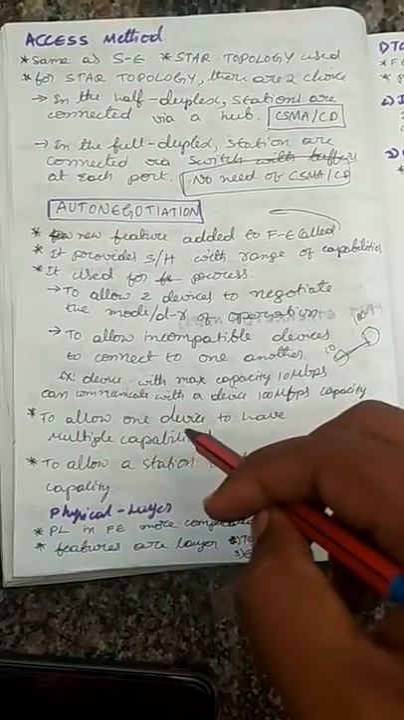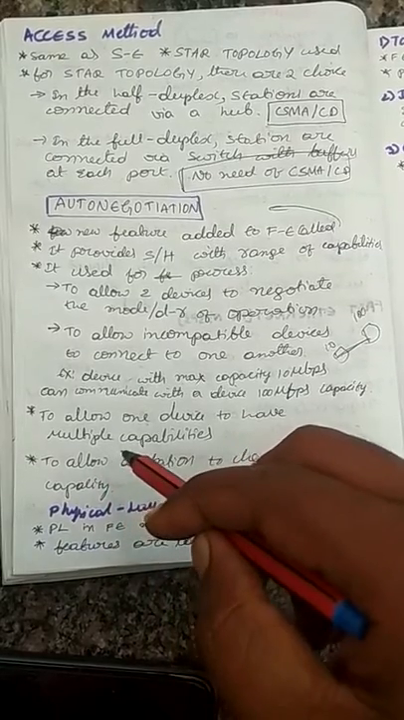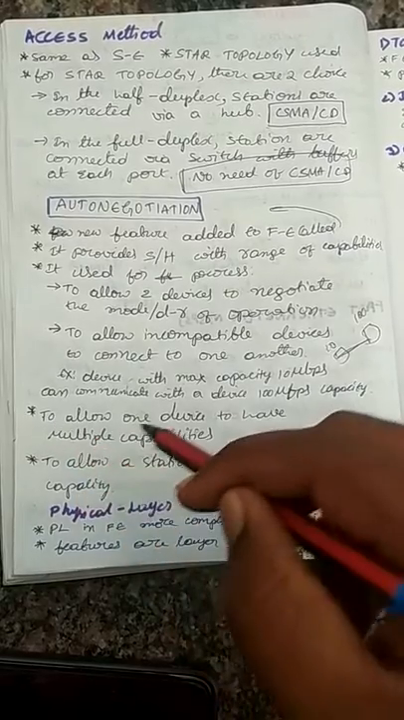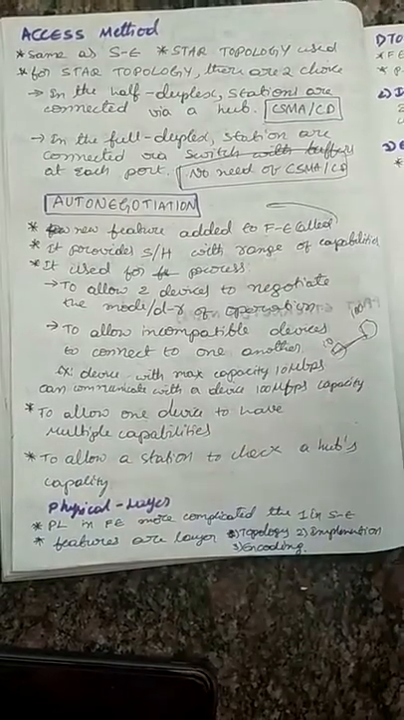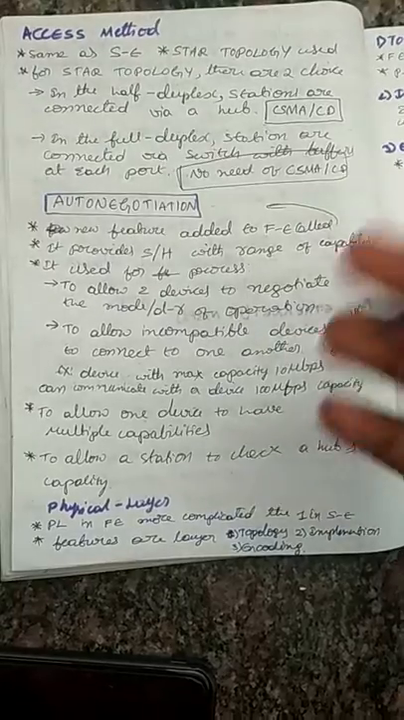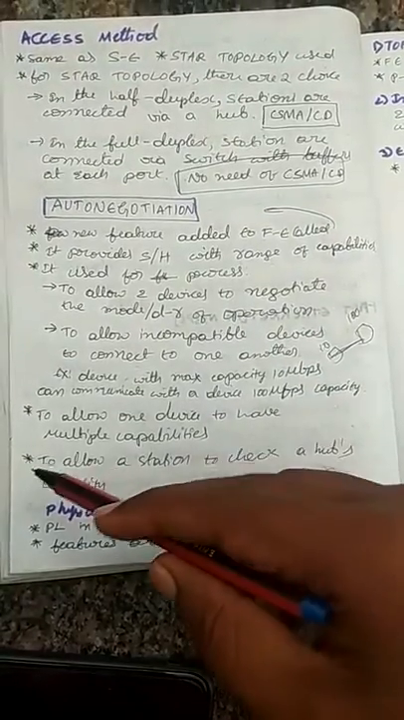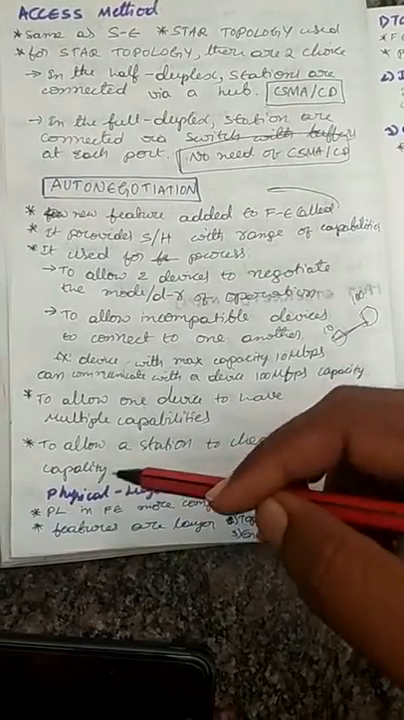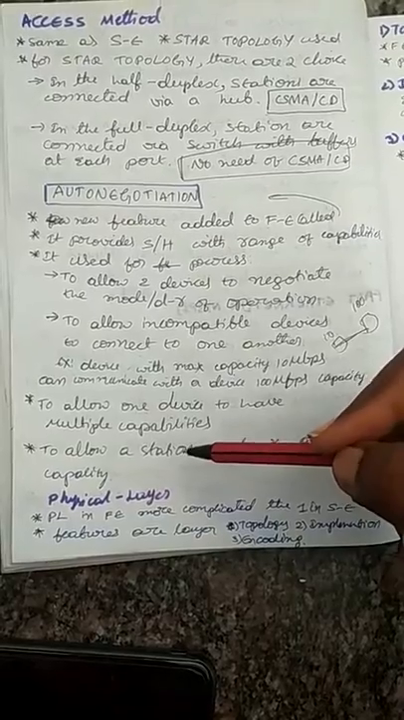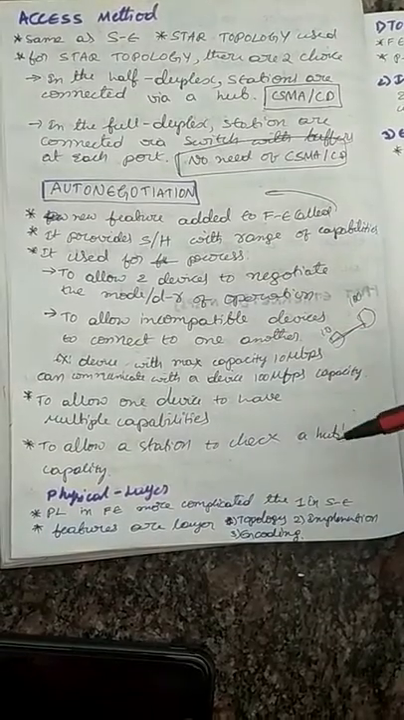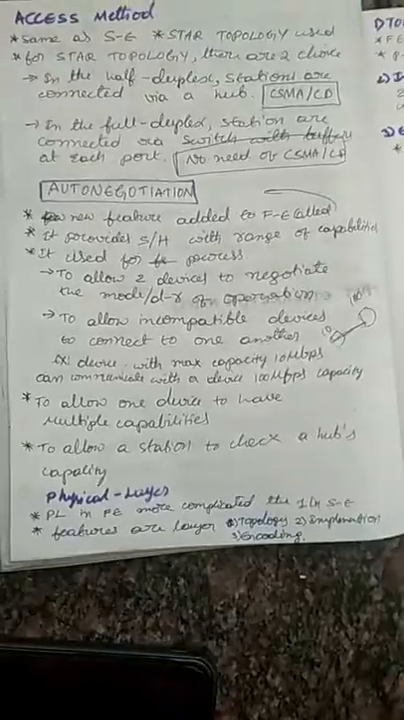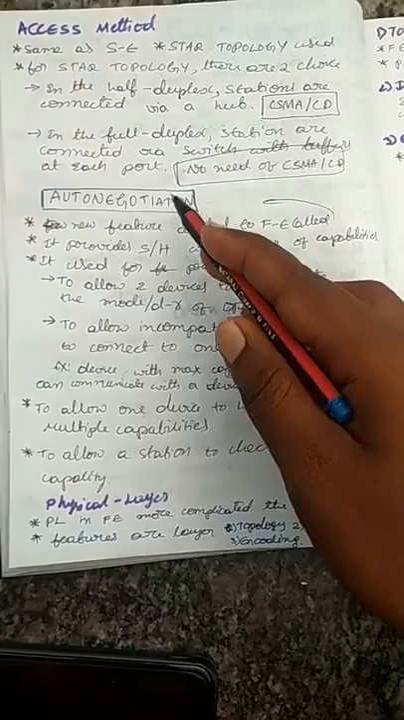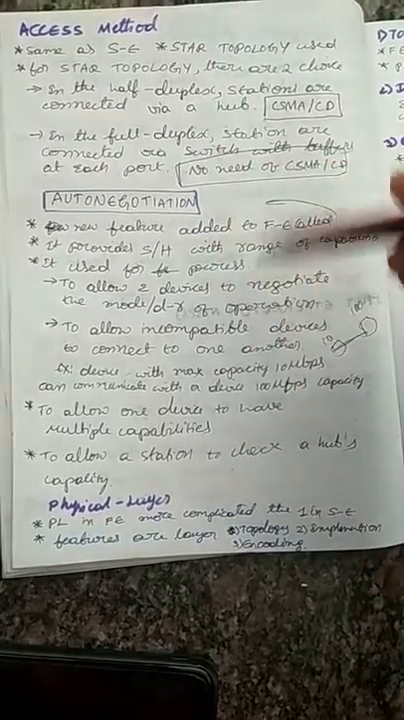To allow one device to have multiple capacities. Means one device can have multiple capacities. To allow a station to check a hub's capacity, means here the station can check the capacity also. This is auto negotiation. Auto negotiation is a new feature added for fast Ethernet.